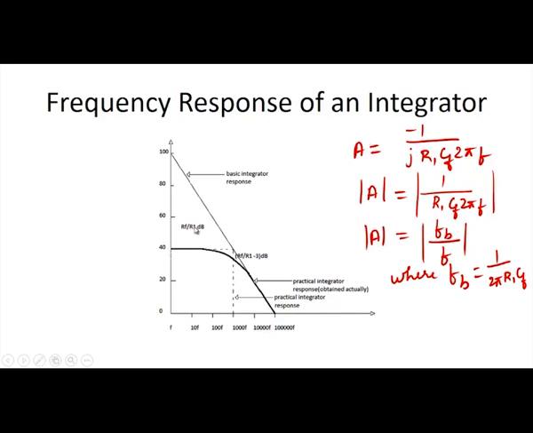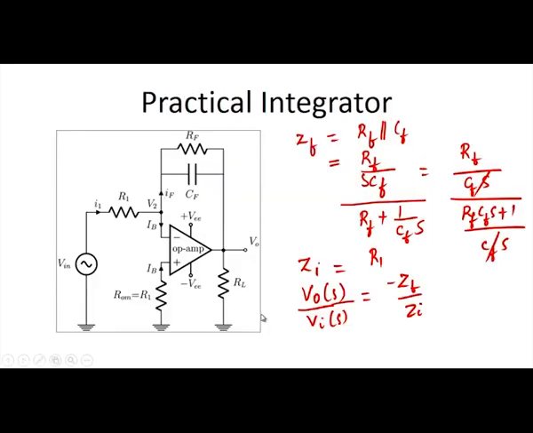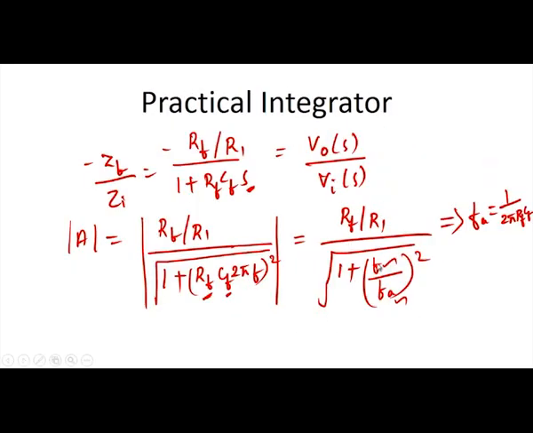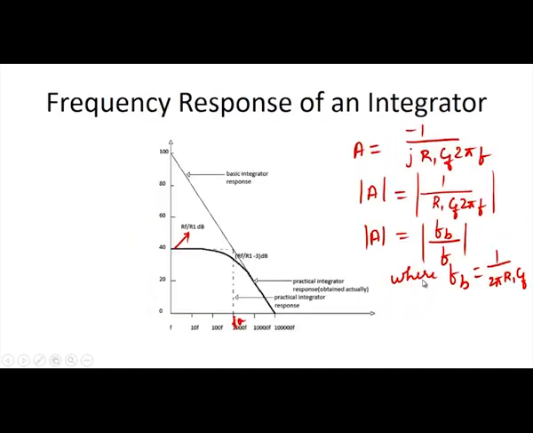This is marked as RF by R1 dB. And if F is equal to FA, what happens in the equation? You will be getting 1 here, so root of 1 plus 1, root 2. So, RF by R1 divided by root 2, and that is nothing but 3 dB lower than the value RF by R1. So, it is marked as RF by R1 divided by root 2, which is minus 3 dB value at F is equal to FA.